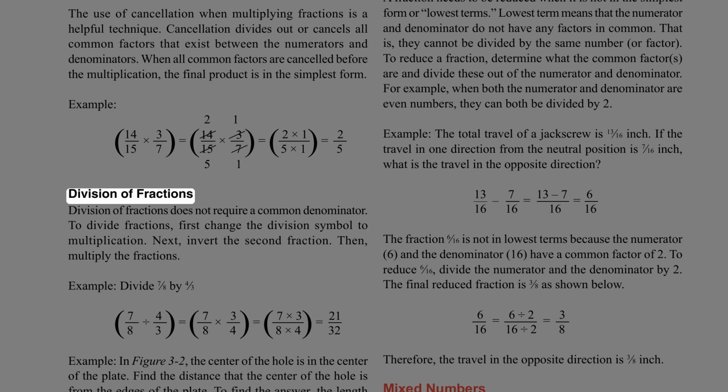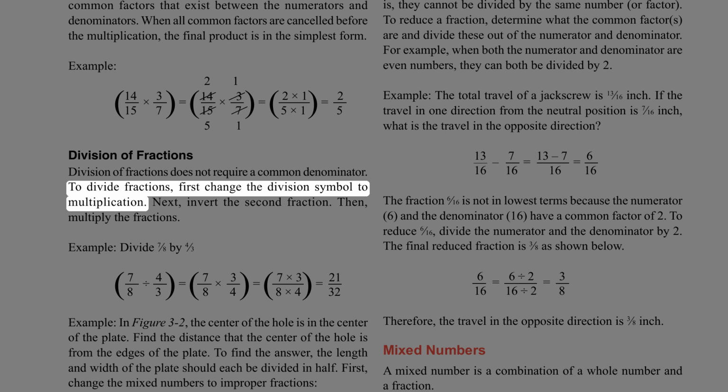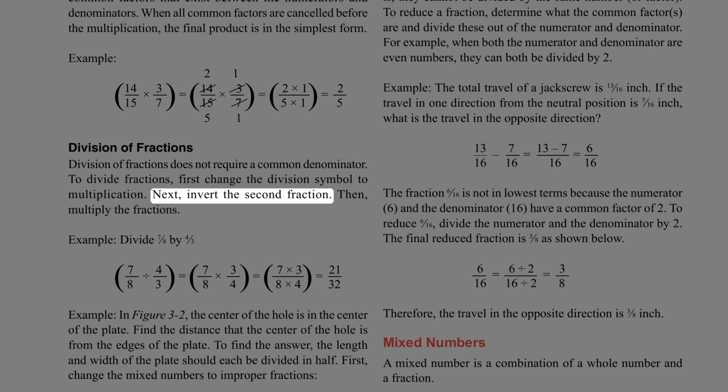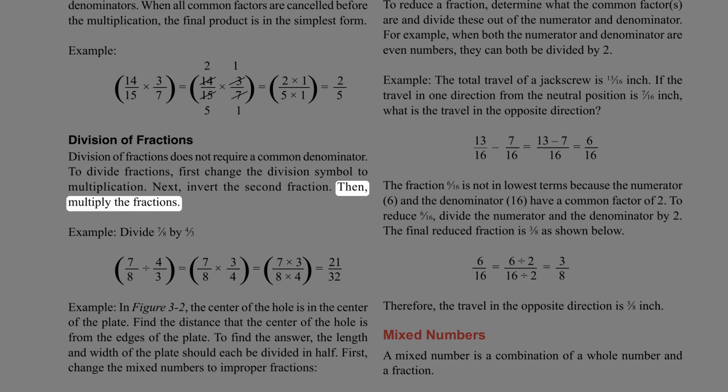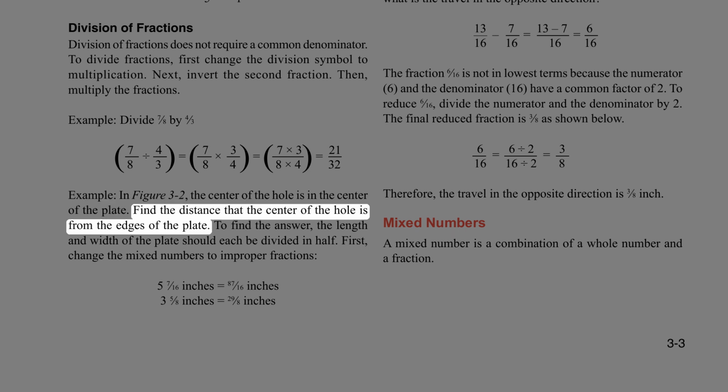Division of fractions. Division of fractions does not require a common denominator. To divide fractions, first change the division symbol to multiplication. Next, invert the second fraction. Then, multiply the fractions. Example: in figure 3:2, the center of the hole is in the center of the plate. Find the distance that the center of the hole is from the edges of the plate.